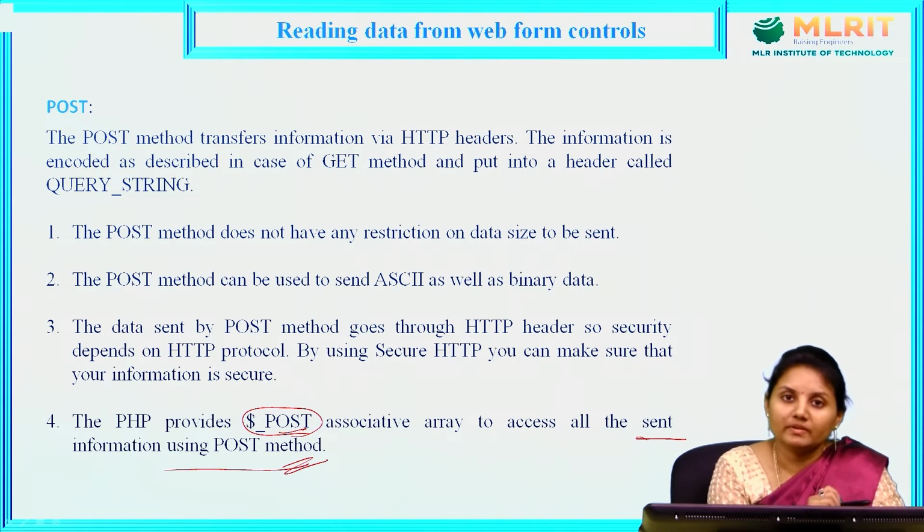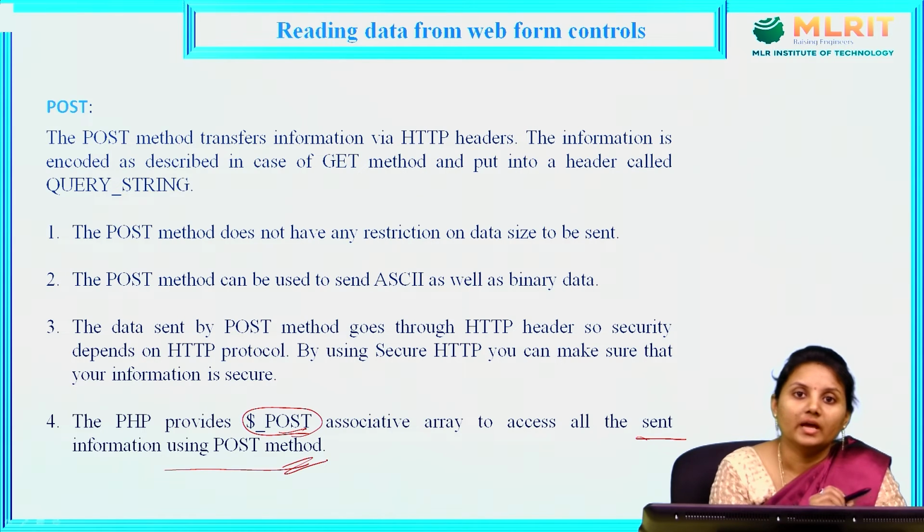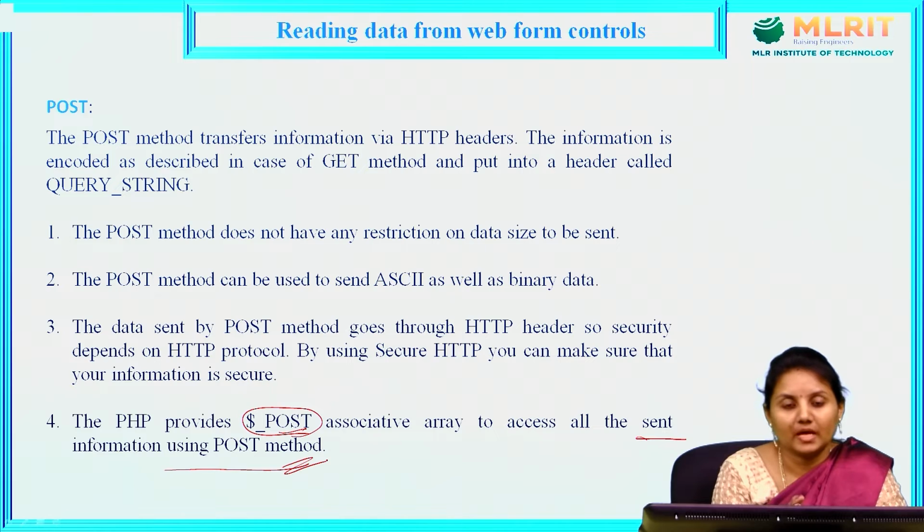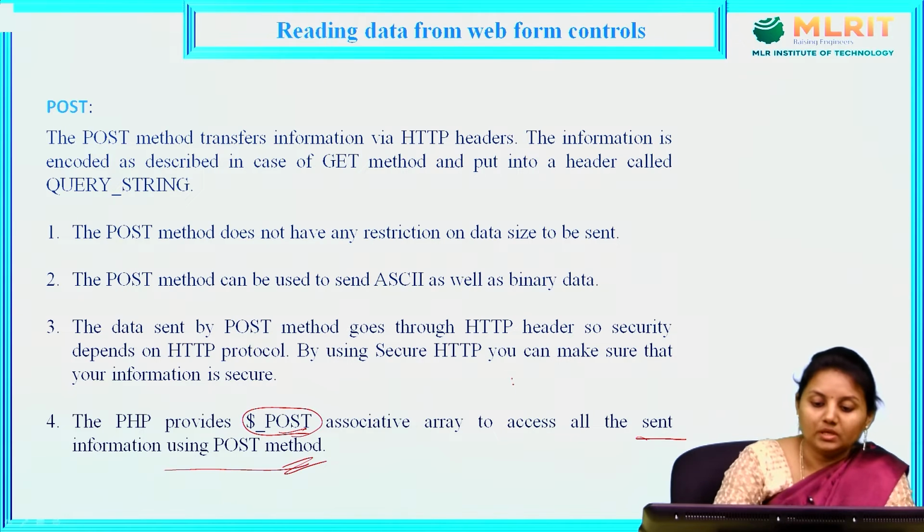So associative arrays means what? We have discussed in the last session. It will be sent across the array in key value form. Whatever key you are giving, that value can be extracted. This is a key value. Okay. So key value.